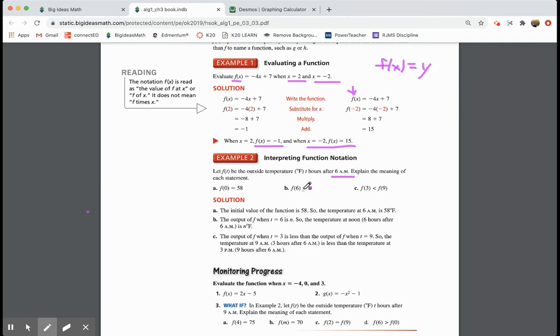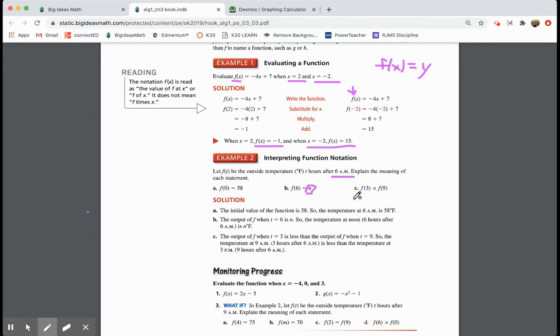Then on B, f of 6 equals n. Well, 6 in here means 6 hours after 6 a.m. So we have 7, 8, 9, 10, 11, 12. So at 12 o'clock, or at noon, the temperature would be n degrees. N just means they don't know, some number. That one sounds kind of weird because it's not a number, but it would just be n.